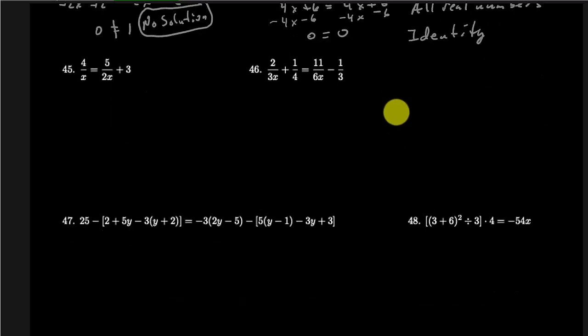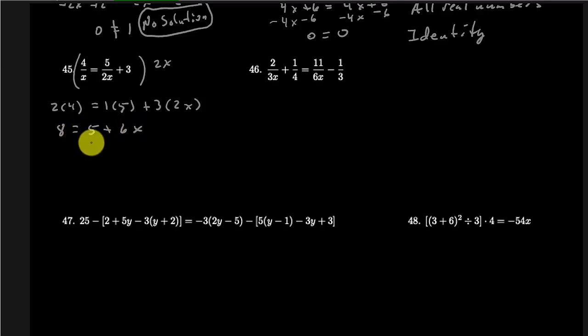All right. So here we go. All right, let's get a common denominator. Here, common denominator is 2x. So we're going to multiply everything through by 2x. So x goes into 2x. We're left with just the 2, so that's 2 times 4. 2x, 2x, we're left over with a 1, so that's equal to 1 times 5. And then that's plus 3 times 2x. And so that's going to give us 8 equals 5 plus 6x.